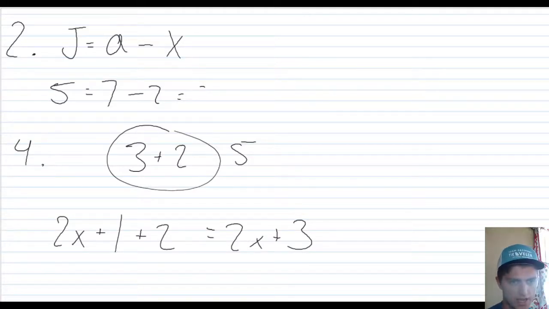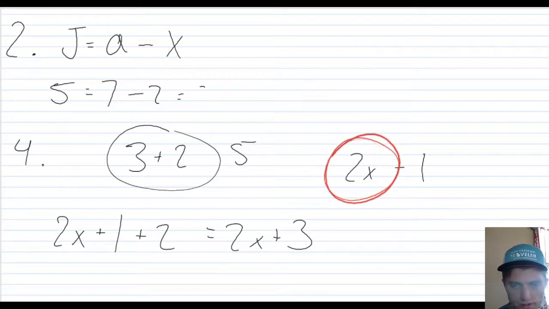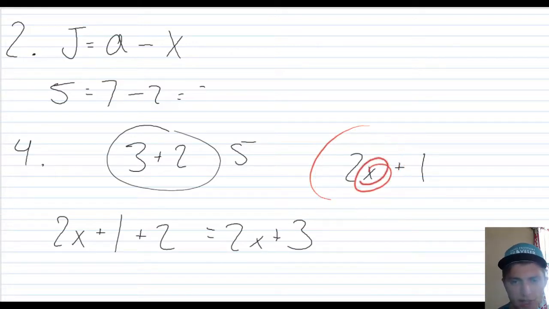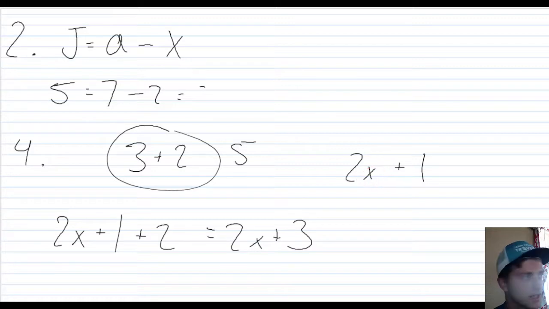But here's a question. How do we know that 2x plus 1 is an odd number? Well, let's take a look at this. 2x, that's always going to be an even number, because no matter what x is, if x is 1, 2 times 1 is 2. If x is 5, 2 times 5 is 10. If x is 4, 2 times 4 is 8. Whenever you multiply an integer by 2, it's always going to be an even number.